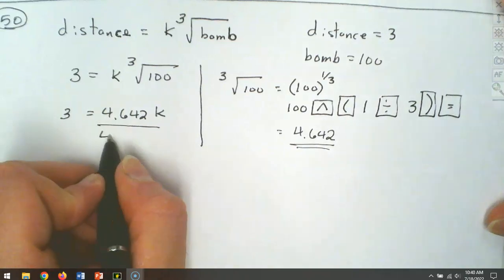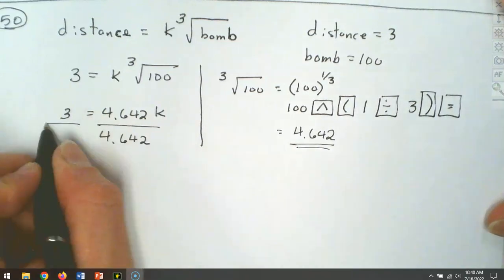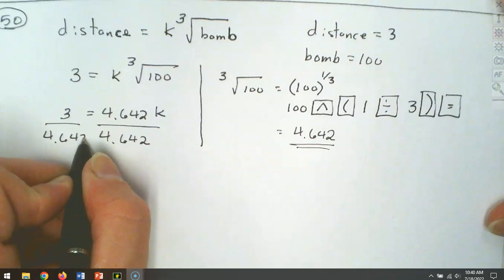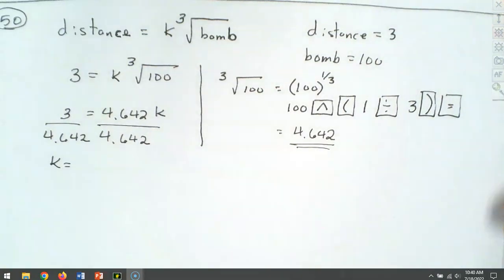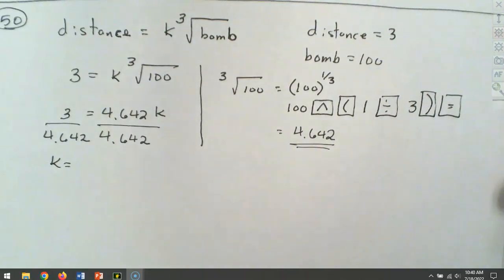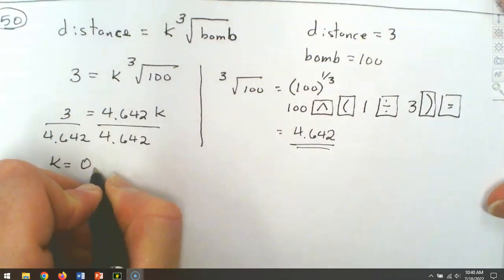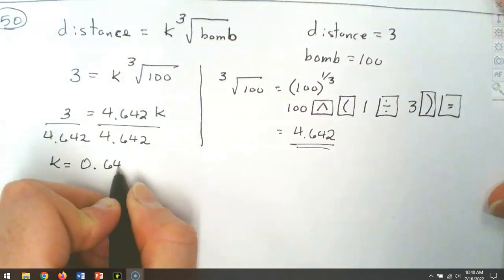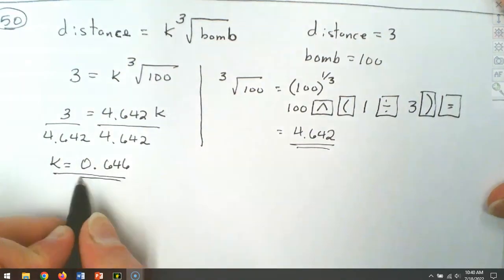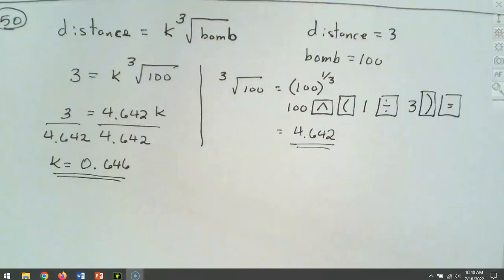Then we divide by that 4.642. Now we've got our value of k. And when we divide that out, that gives us a k of 0.646 if we round. So that's our value of k. Now we wanted 3 places because we're going to round to 1 at the end, so we'll do a couple of extra so we can round to the nearest tenth and get it right.